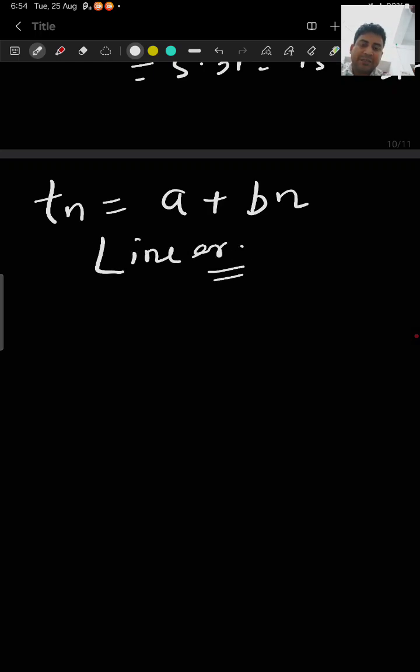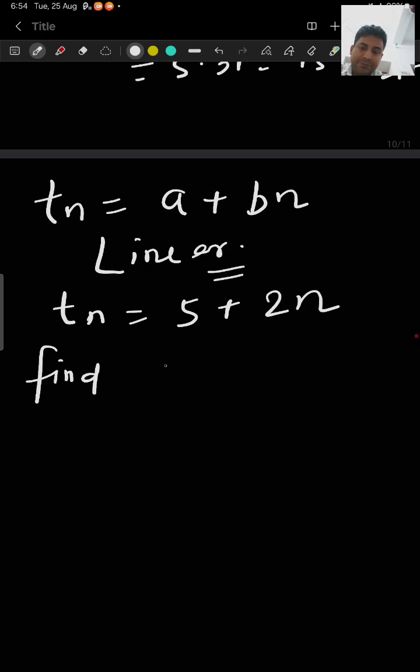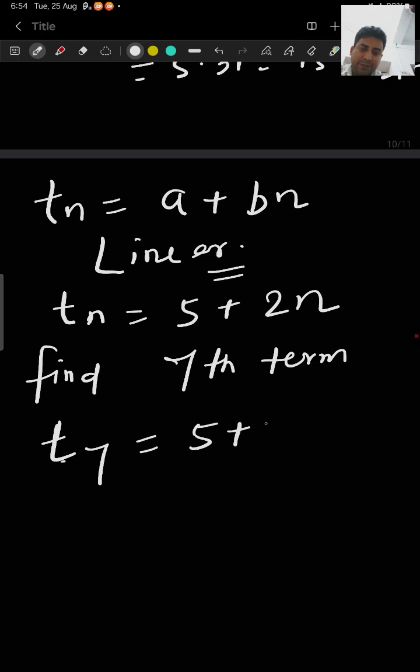Sometimes, some important notes: Tn is also given in a plus bn form, where a is not the first term, this is just linear. In an objective MCQ question, if Tn is 5 plus 2n, then find the seventh term. T7 will be 5 plus 2 into 7. First we have to recognize whether this is in AP or not.